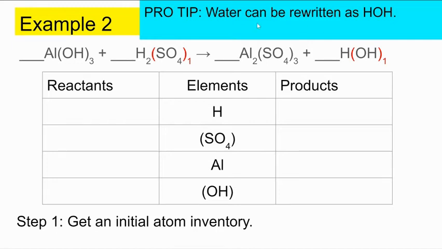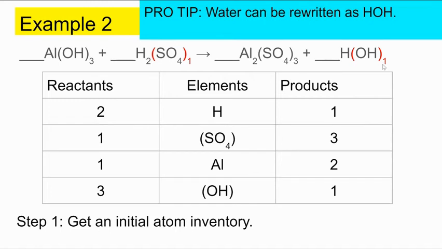So again, a note to yourself, you can always rewrite water as HOH, which will help you if you want to count by groups. So let's get started. I have 2 hydrogen atoms and 1 sulfate group. I have 1 aluminum atom and 3 hydroxide groups. On the other side of the reaction, I have 2 aluminum atoms and 3 sulfate groups, and 1 hydrogen atom and 1 hydroxide group.